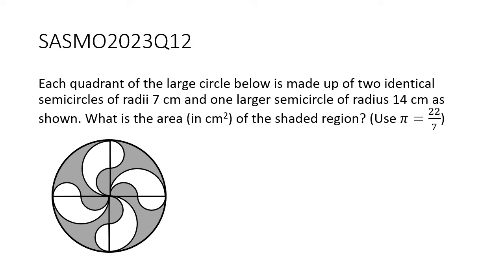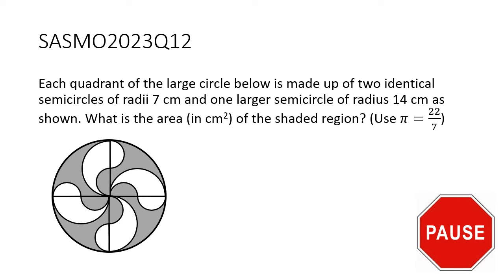Question number 12. We can see that in this large circle, each quadrant of the large circle is made up of 2 identical semicircles of radius 7 cm and 1 large semicircle of radius 14 cm as shown. What is the area in cm square of the shaded region? Use pi to be the fraction 22 over 7.